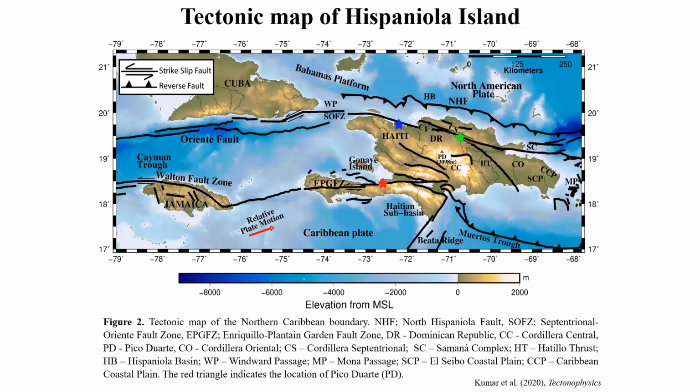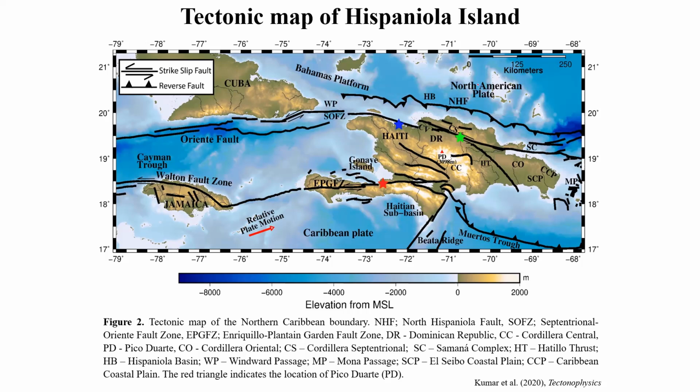So now I am showing you some examples of the work that my student has done in order to do the H kappa stacking. For his work, he considered the stations that were actually installed on the island of Hispaniola, and this is the tectonic map of the northern Caribbean boundary.